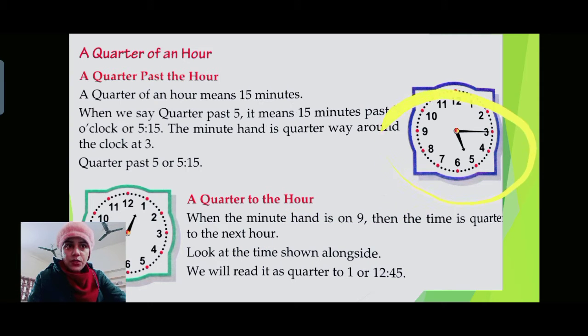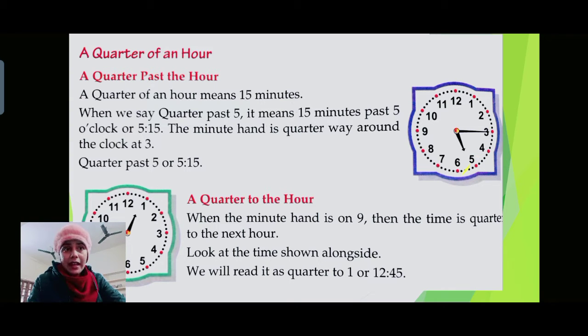So class, as you can see on the screen, there is a clock in which two hands are showing. The small one is your hour hand, H-O-U-R, hour hand, and the bigger needle is known as the minute hand. The hour hand and minute hand help us to check the time given in the clock. Let's see what is written over here.